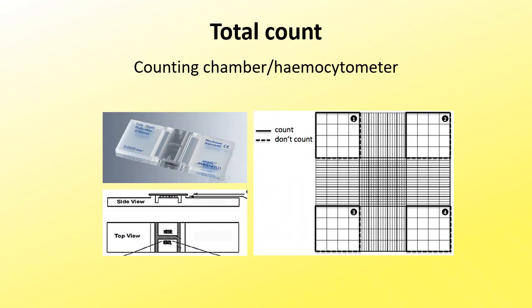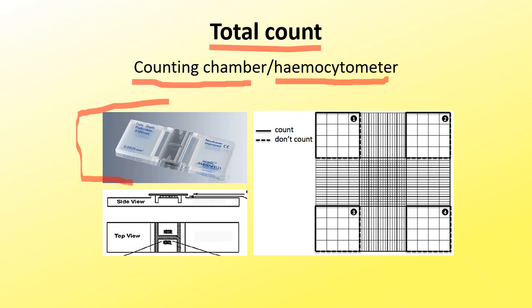Okay, the final one is the total count. For total count, usually we count whatever we see under the microscope, so we count the dead cells as well as the live cells. The apparatus or glassware we use for the total count is the counting chamber, and some people also call this a hemocytometer. Usually the hemocytometer looks something like this.